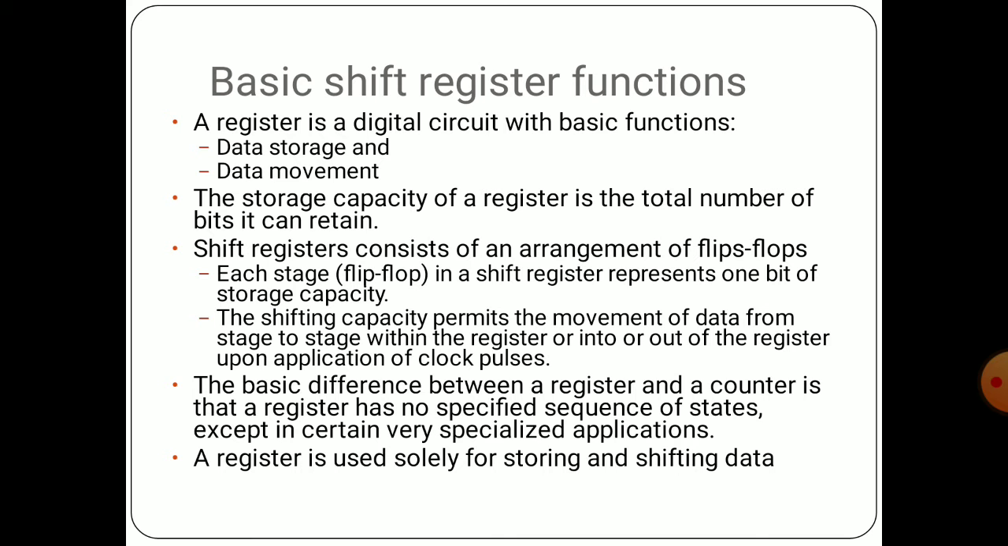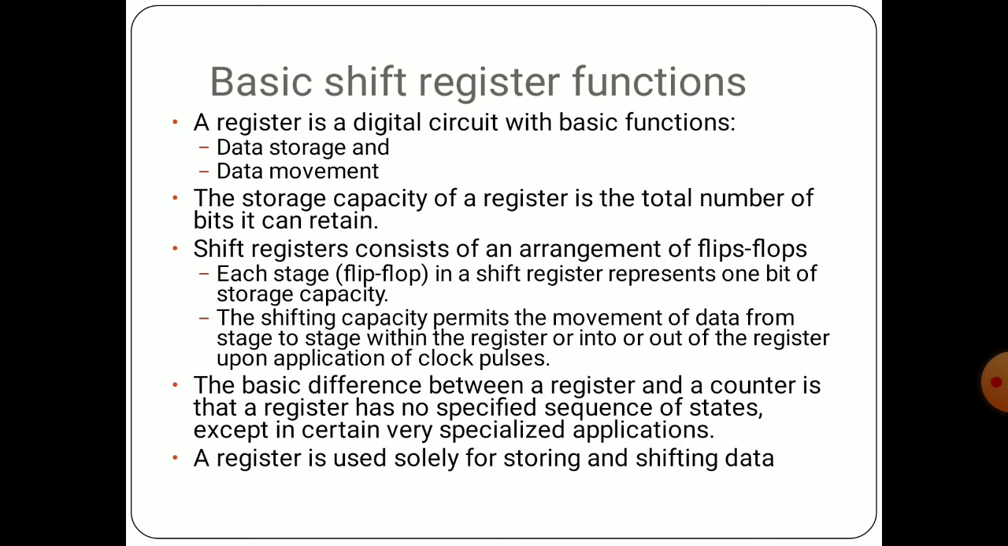Data movement is data transfer from one block to another block, either serially or in parallel. That pattern is the data movement operation. These are the two basic functions involved in a register.